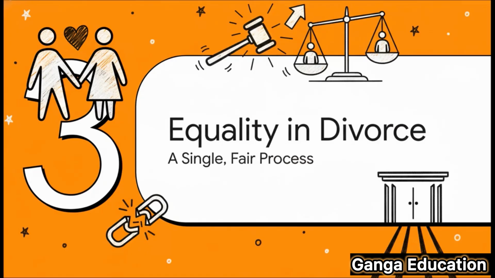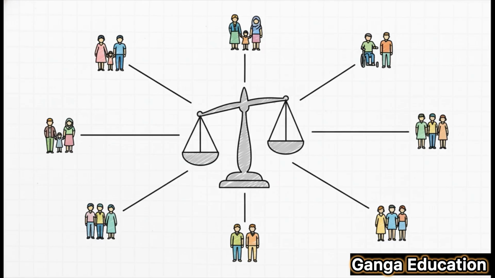Right, so if the bill creates one set of rules for getting married, it makes sense that it does the same for when a marriage ends. The next major area it tackles is divorce, and the whole aim is to create one fair process for absolutely everyone. This right here is the heart of it.